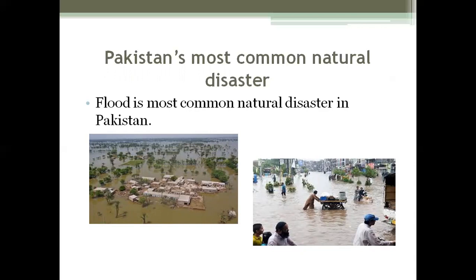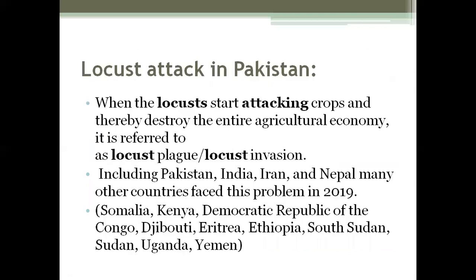But in this picture, you can see it's flood. Okay, we call it flood, and these houses are totally underwater. Okay, how people are moving from one place to another, they are facing a lot of problems. Okay, flood causes many problems for the people of Pakistan every year.